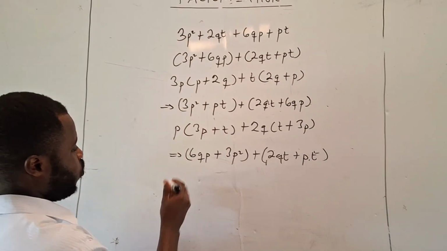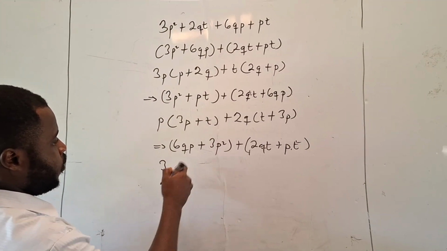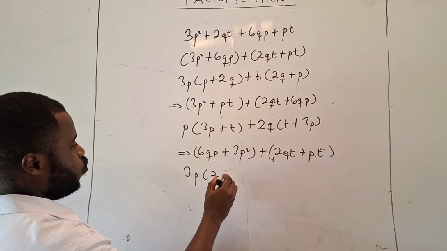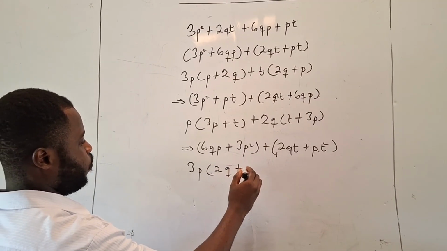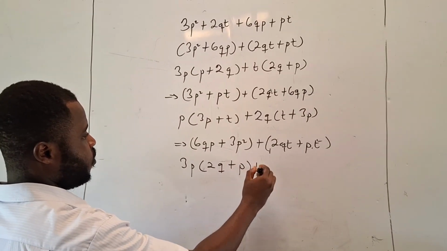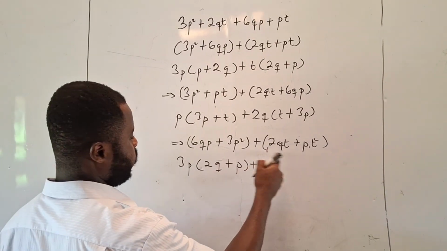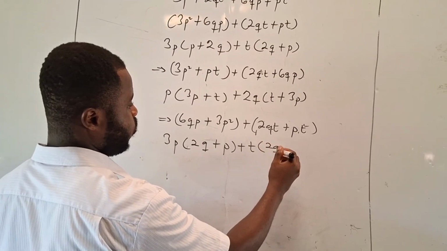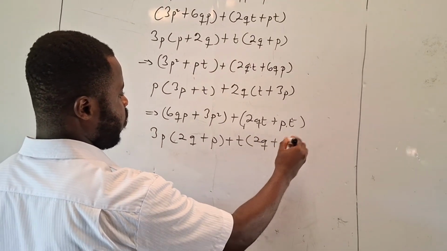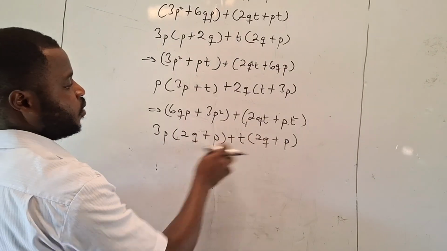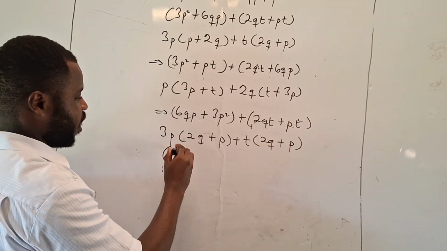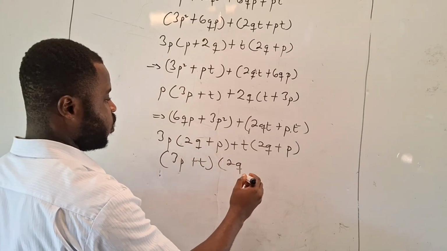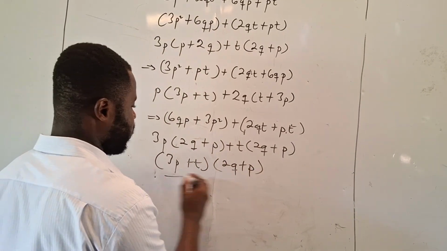So here 3 will be out. Then we have 1p out. Now what do we have here? We have our 2q plus, then we have 1p. Now we can have our t out. Then we can have our 2q, then plus our p. So finally we are here. So we can have our 3p plus t, then we can have our 2q plus p as the answer.